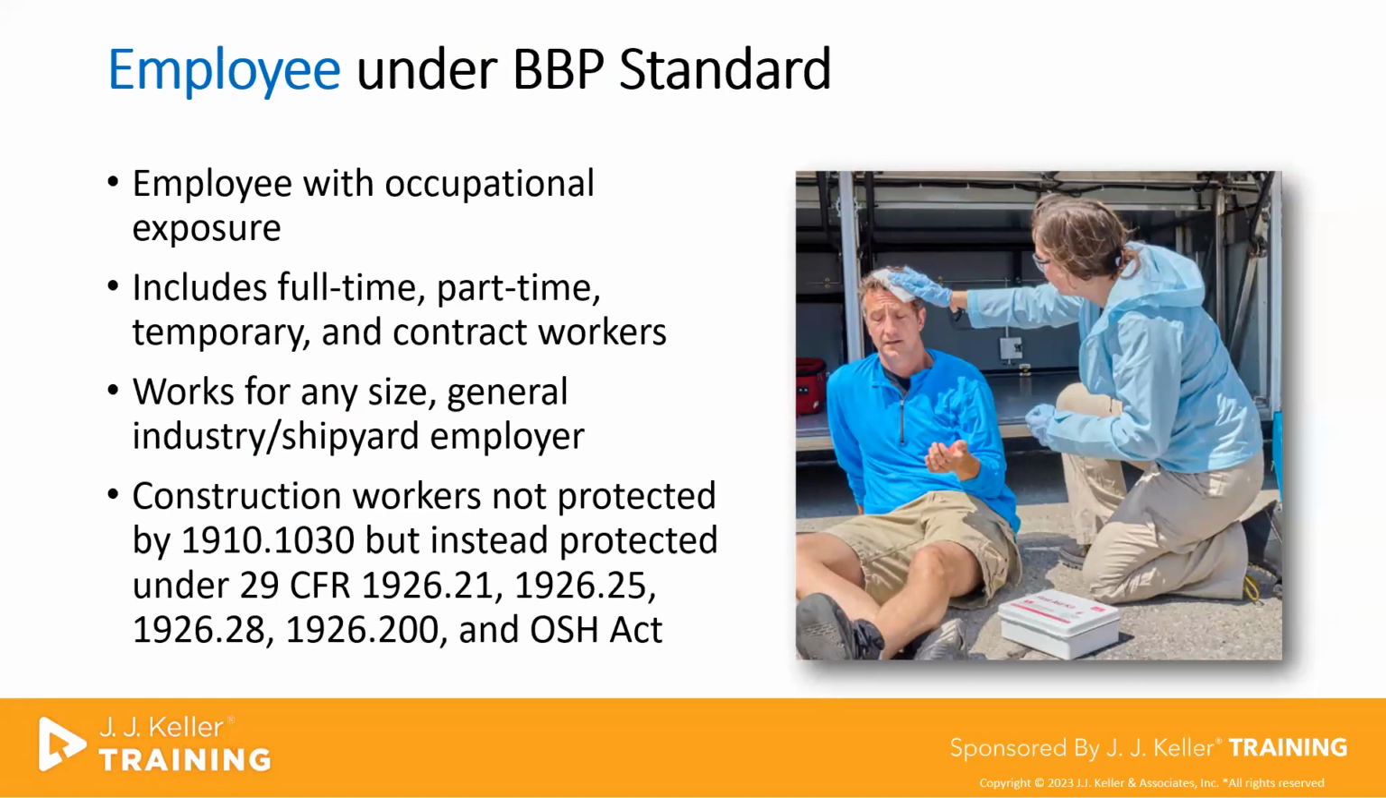So the employer can be large or small, but 1910.1030 only protects general industry and shipyard workers. For construction, OSHA relies on the provisions that are listed on the slide to make sure construction workers are protected. First aiders at construction sites are expected to receive basic instruction in bloodborne pathogens hazards, as well as vaccination and follow-up in the event of an exposure incident. Appropriate personal protective equipment, waste containers, and signs and tags must be provided for construction. And so we will not touch on construction regulations today. Instead, we will stick to 1910.1030 for general industry and shipyards for the remainder of the hour.